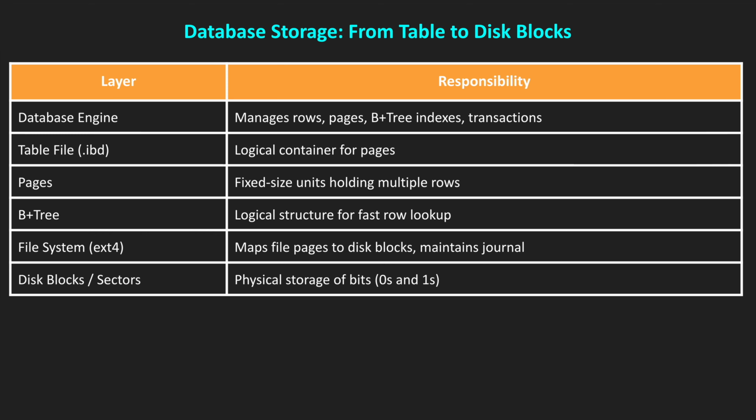It's a logical container for the pages. What are pages? Pages are fixed size units holding multiple rows. As we have seen earlier, each page is 16 kilobytes, and depending on the size of the row, it may contain, for example, from 1 to 20 rows, 1 to 30, and so on. The next one is the B-tree data structure, a logical structure for fast row lookup.